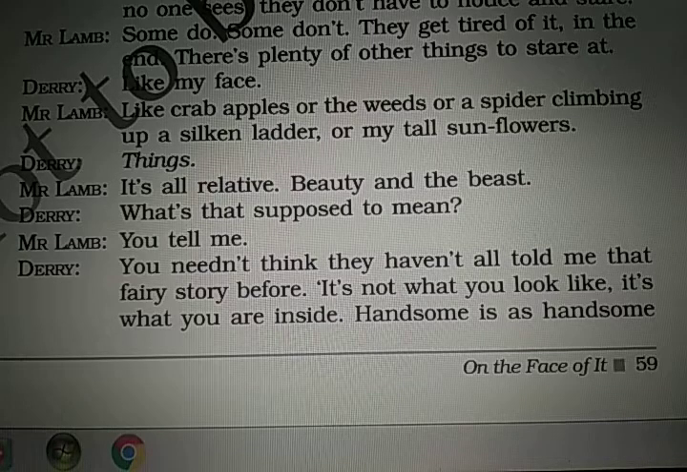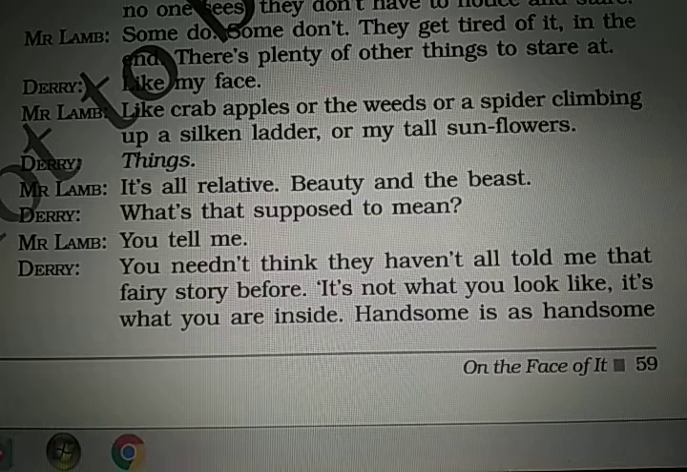Daddy says things, they are things. Mr. Lamb says it is all relative. Beauty and beast doesn't matter. Things are related to one another. What is that supposed to mean? Daddy asks, what do you mean by that? Mr. Lamb, you tell me. Now Daddy says, you don't think they haven't all told me that fairy story before? This story related to beauty and beast. Do you think I have not listened to this story and it has not been narrated to me by my elders earlier? It is not what you look like.